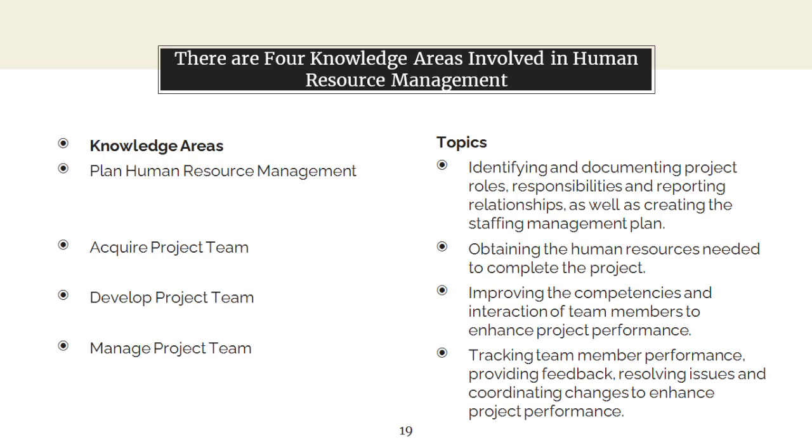There are 4 knowledge areas involved in human resource management. First is plan human resource management. This is identifying and documenting project roles, responsibilities, and reporting relationships, as well as creating the staffing management plan. Second is acquire project team. This is to obtain the human resource needed to complete the project.